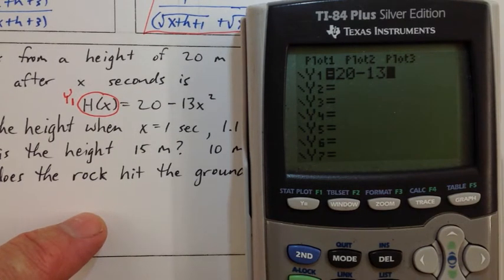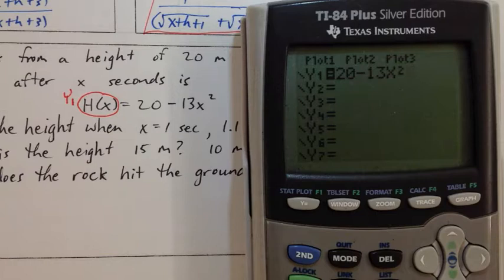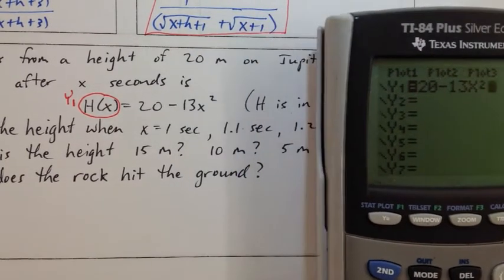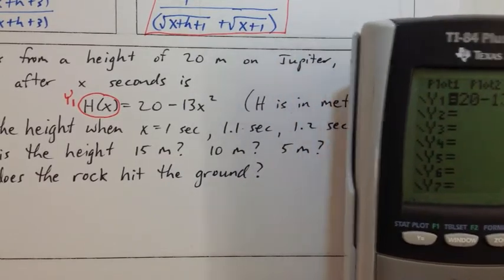So we have 20 minus 13x squared as our function, and what we're trying to do here is find the height when x equals 1. Now, I do realize that you can do this one in your head. When x equals 1, you have 20 minus 13, so that's 7. So the height after 1 second is 7 meters.